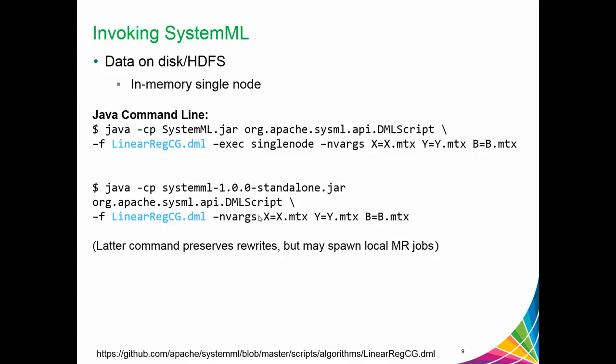Here the user invokes SystemML using Java by providing the DML script using -f option. And the named arguments x, y, and b are provided using -nvargs option. It is important to note that the second command preserves algebraic rewrites but may also spawn local MR jobs.